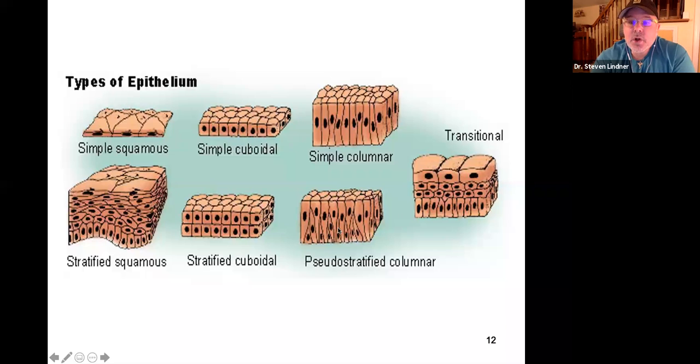But if you look closely, it's still only one layer thick. It's just one cell. But the nuclei are scattered at different levels. So it gives it this fake appearance that it's stratified. And that's why they use the word pseudo stratified columnar. Pseudo means false. So it's a false stratified layer and it's columnar. This one here, transitional.